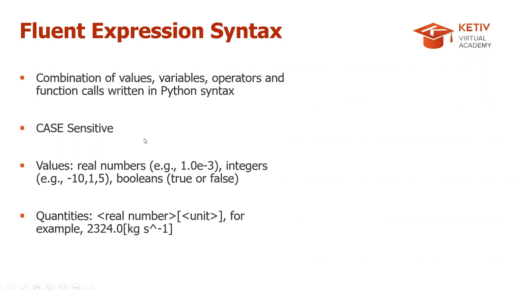Fluent expressions are case sensitive, so keep that in mind. All types of values can be included, real numbers and integers, even Booleans like true or false. And when you're assigning quantities, you will obviously assign the magnitude, the real number that is associated with the quantity, but then the unit becomes very important as well. Units are usually enclosed within square brackets. So you can see over here, suppose I wanted to assign this number as the mass flow rate, kilogram per second, then I would have to assign this unit to tell Fluent what quantity this is, okay?